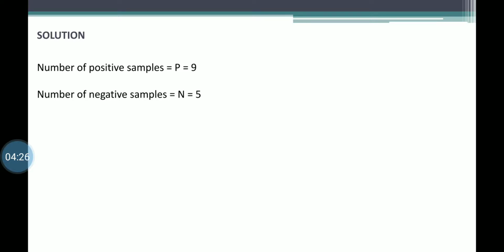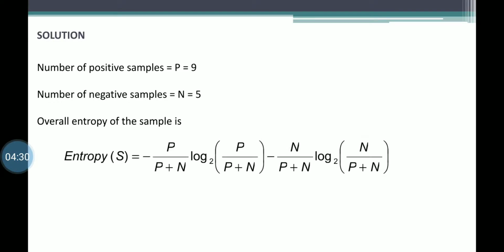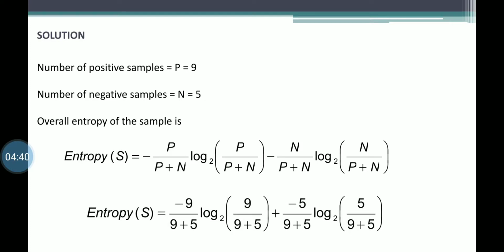Now these values will be used to calculate the entropy of the sample. The formula is like this, as you know already. P positive and P negative have been replaced with P by P plus N and N by P plus N, and substituted with the values. If you want, you can write it as 9 by 14 and 5 by 14 as well.